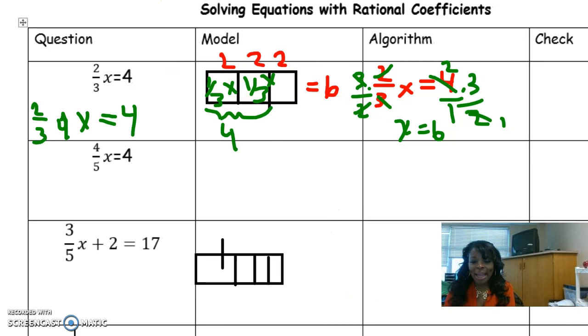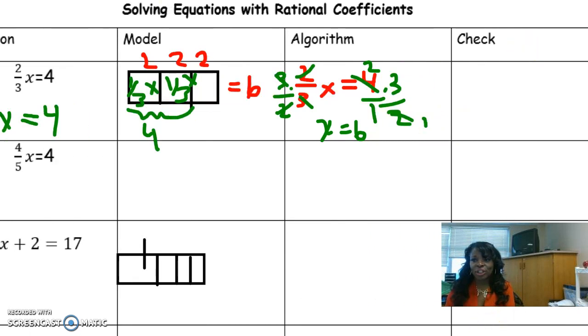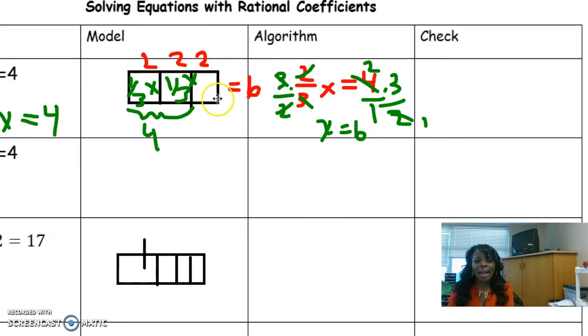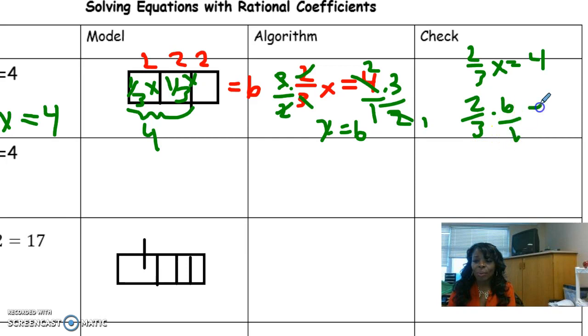So let's move down. All right, and check it. And when we check our math, what do we do? We rewrite the original equation. So let's write 2/3 x equals 4. Let's plug in our value for x, which is 6. 2/3 times 6 over 1 equals 4. And what do we do with our 3 and our 6 here?